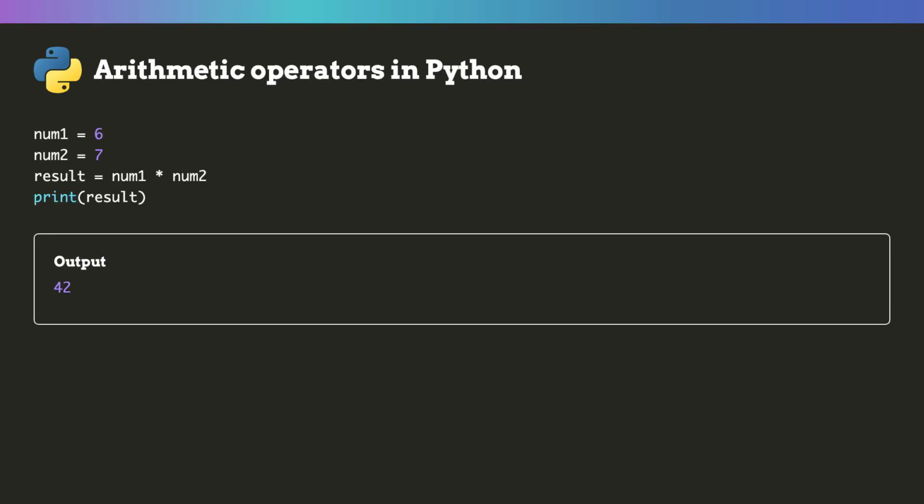Moving on, we have the multiplication operator, represented by the star symbol. This operator multiplies two numbers together. In this code, 6 is multiplied by 7, which is 42.